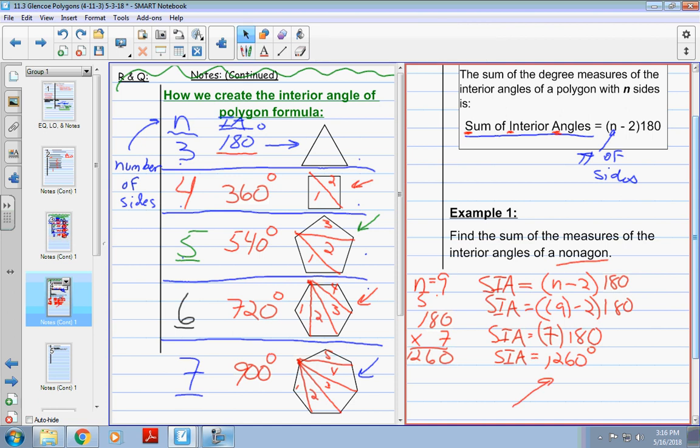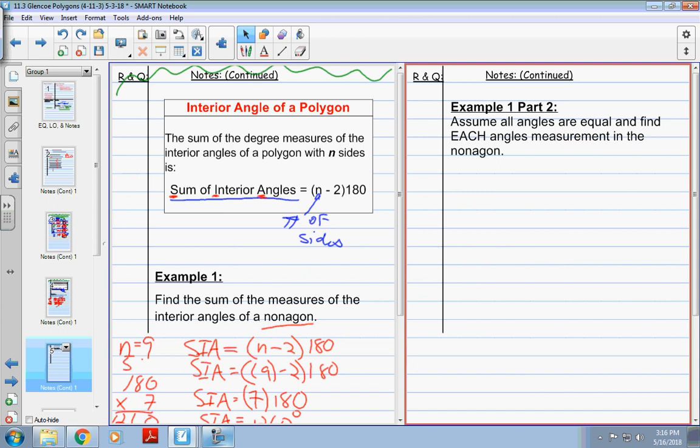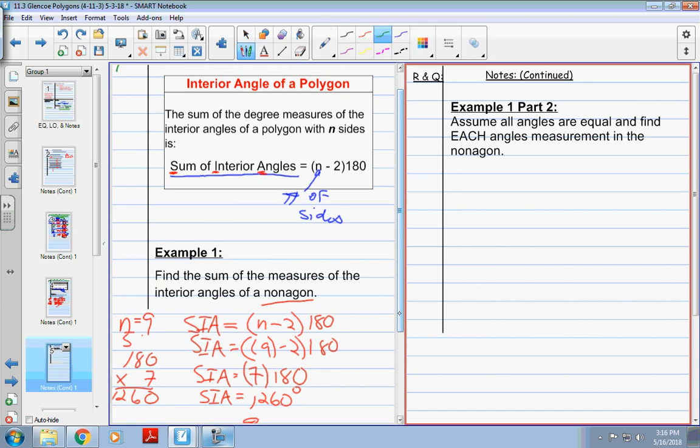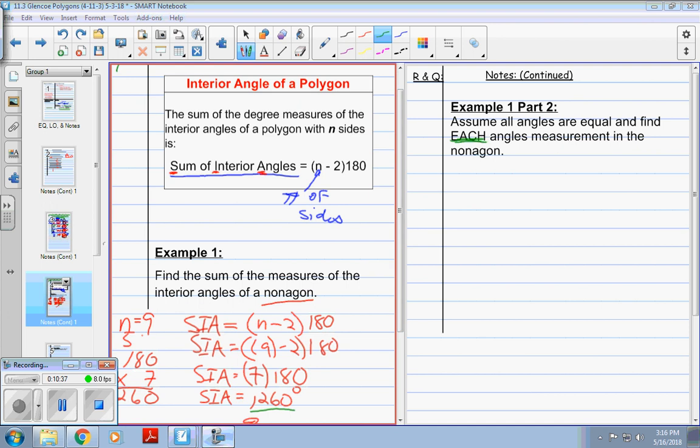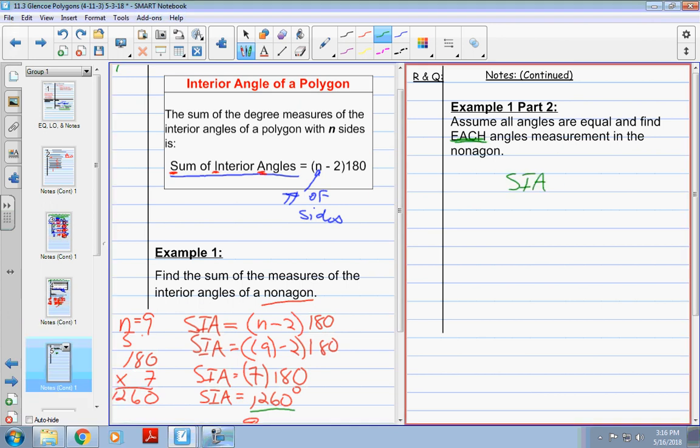The next way these problems could happen is now we're going to try to figure out what each angle, and the key word is each angle, is inside of the nonagon. So go ahead and write this down, and as you do that, start thinking about what math we're going to have to do with what we know the entire sum of angles is, when we now know that there are 9 angles in a nonagon and we want to know the measurement of each. Okay, so we know the sum of interior angles of a nonagon equals 1,260 degrees. Now we know that there are 9 angles in a nonagon.